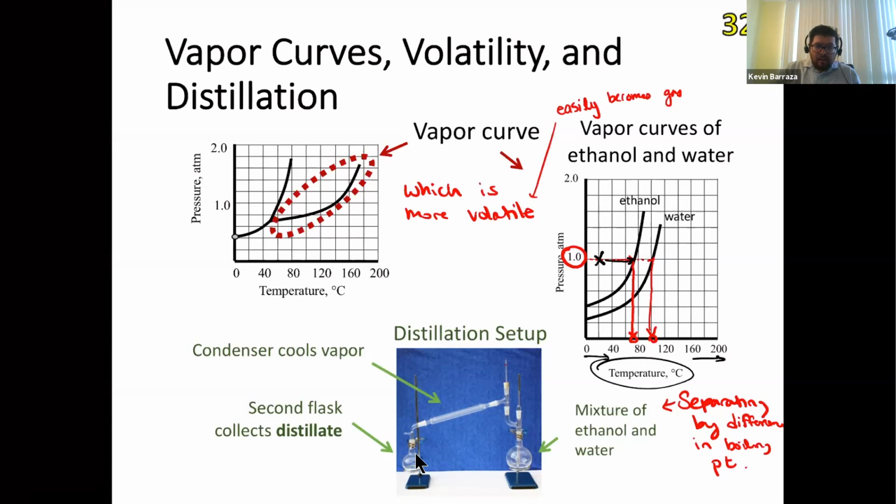two? And so presumably what would happen is that the second flask is purer. It probably won't be completely pure, but pure ethanol. And the first flask still has the water in it. And that's the hope, that you're separating them from each other, in this case by a difference in boiling point.